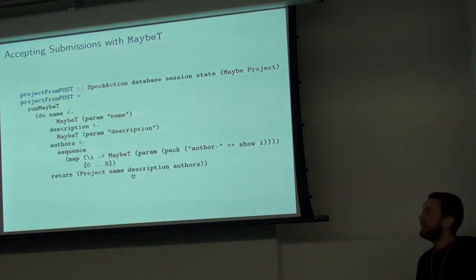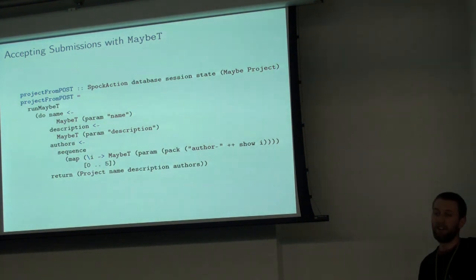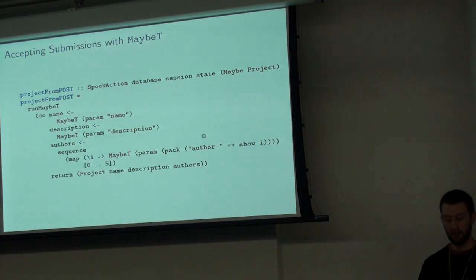So knowing that we can use MaybeT does allow us to slightly abstract that code from before and just express the essence of what we were trying to do. So now param, name, description, and getting all of the authors out are things that could fail. So I'm wrapping each one of these inside MaybeT. And then I can use runMaybeT on this whole computation, which might give me back a project. It will give me a project if name, description, and all of the authors were present. But if any of these fields failed to look up, then I can't give you a project, so I'll return Nothing overall.